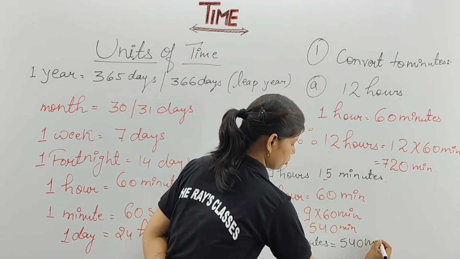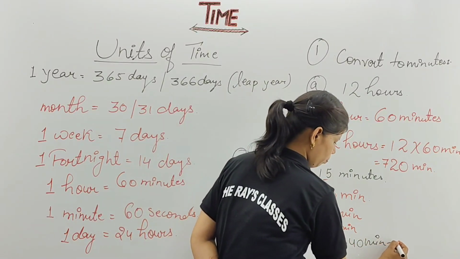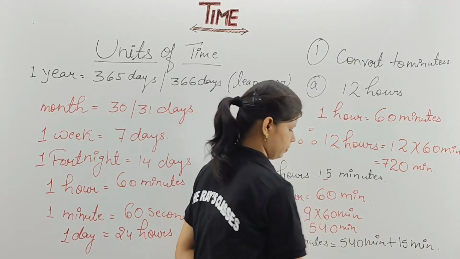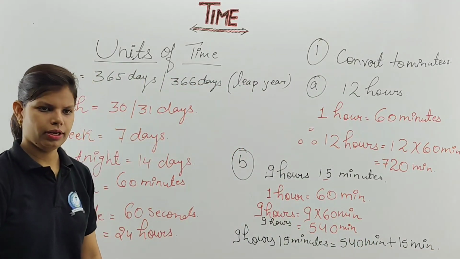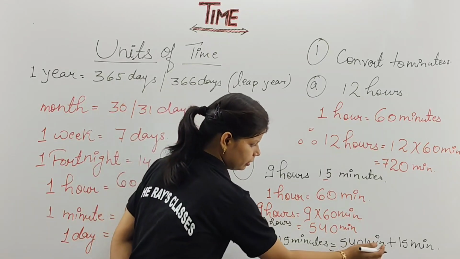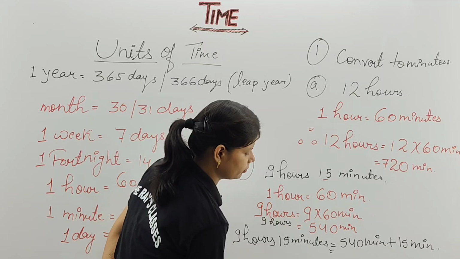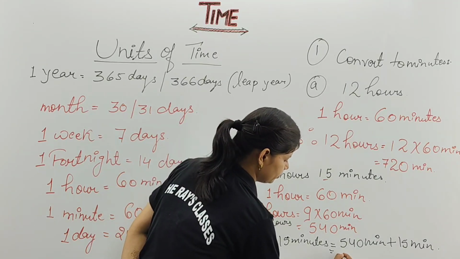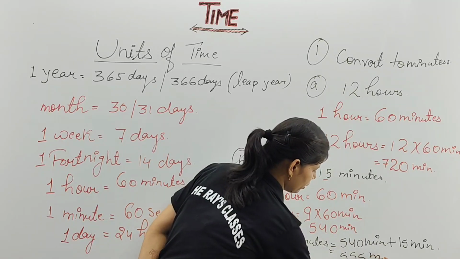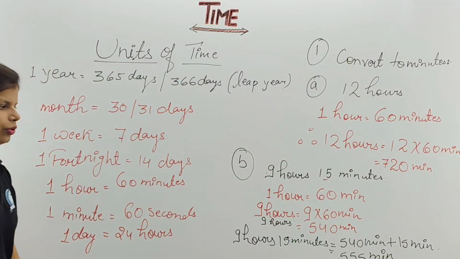540 minutes, because 9 hours can be written as 540, plus these 15 minutes. Do you get my point? Now please add. What will you get? 555. Your answer is 555 minutes.